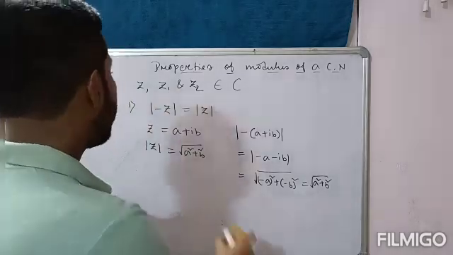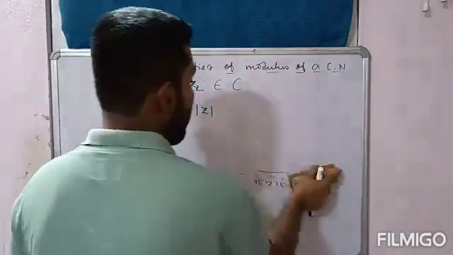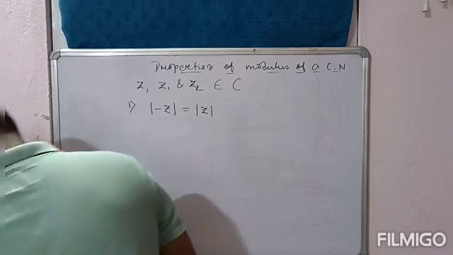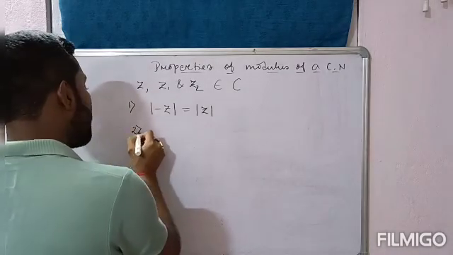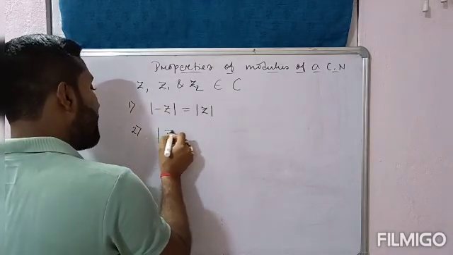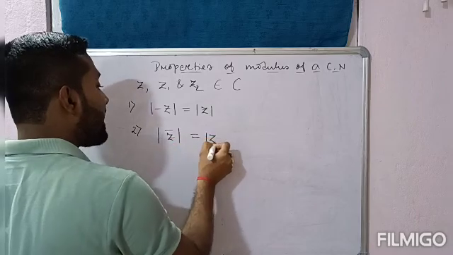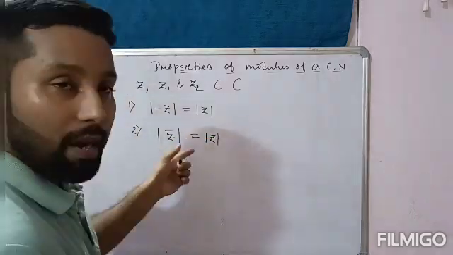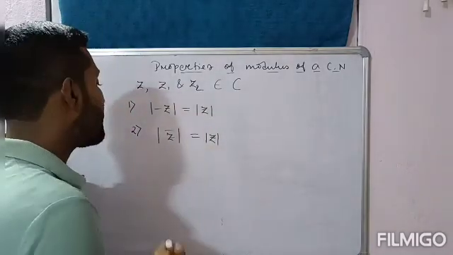So next, property number 2. Property number 2 is: modulus of z bar is equal to mod z. This is property number 2.